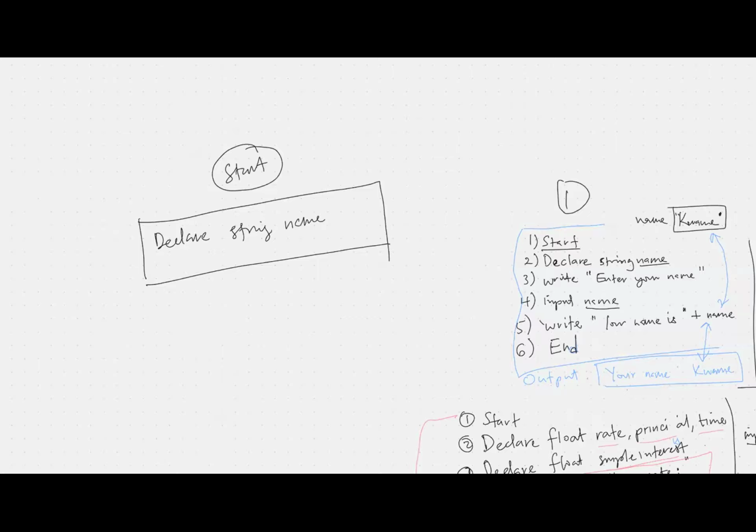Then you should put an arrow between the start and the declare. Okay. Then where do you go for next? We go to write and then input and then write. So what do you think we should do? Let's do it one by one. Okay. So the first write, what shape is it?